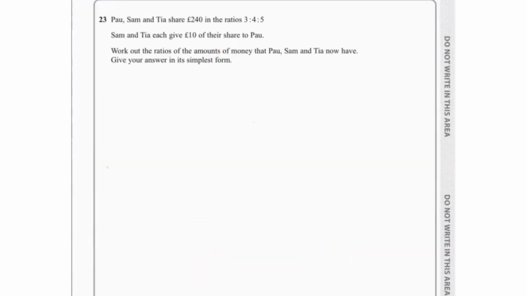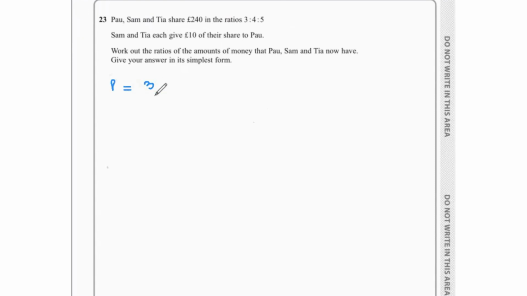Then it says Paul, Sam, and Tia shared 240 pounds in the ratio 3:4:5. Sam and Tia each gave 10 pounds of their share to Paul. Work out the ratio of the amounts of money that Paul, Sam, and Tia now have. Give your answer in its simplest form. So first, let's find their shares. We have the ratio, we have the total money.